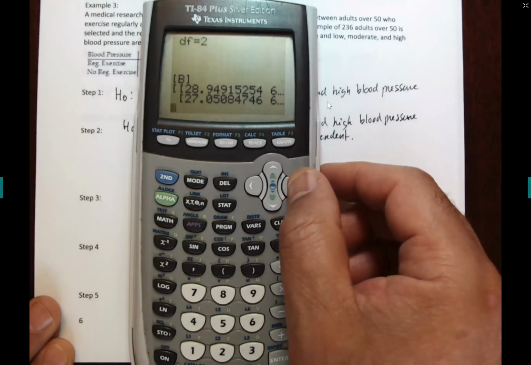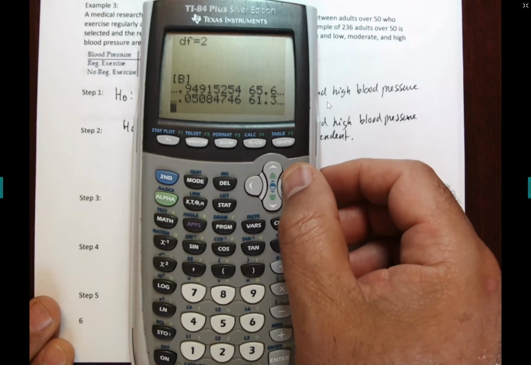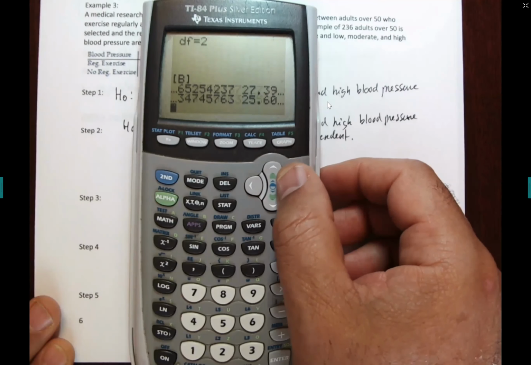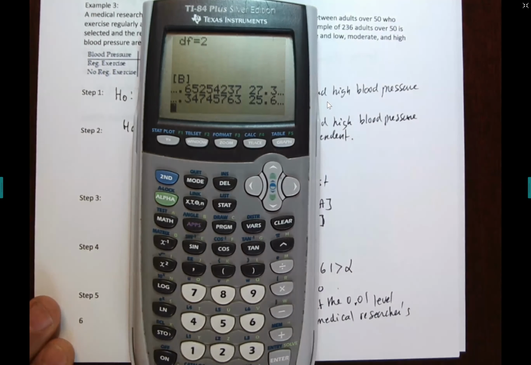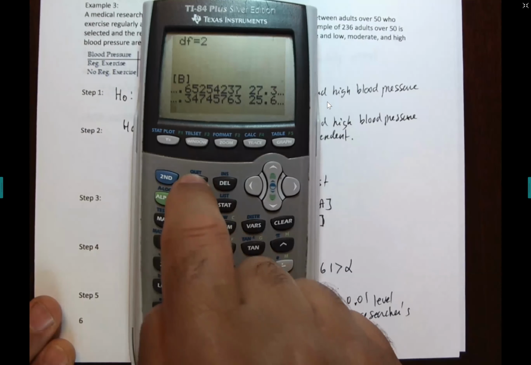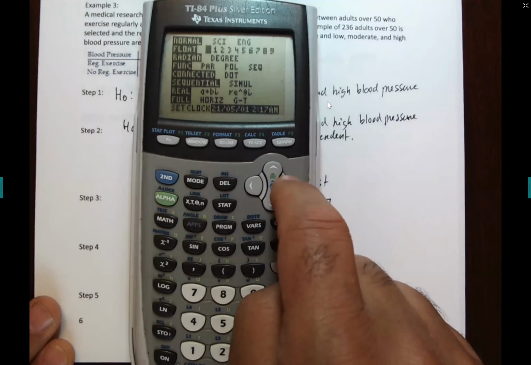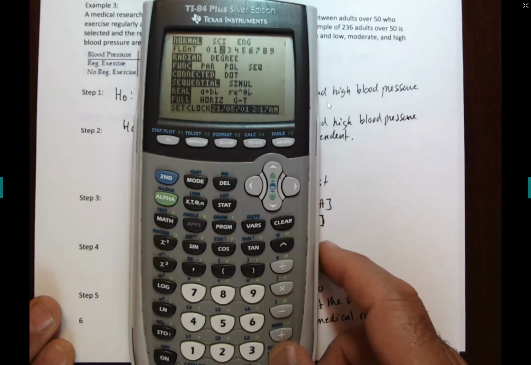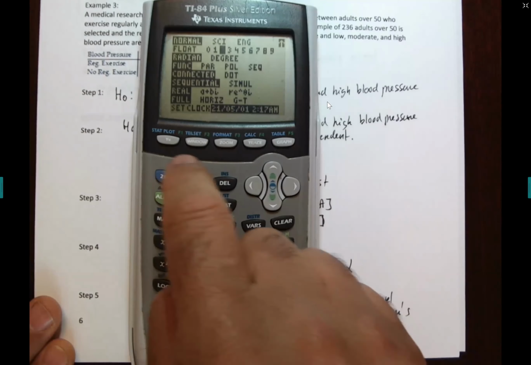See, scroll to the right, you see 28.9, 65.6, and there is one more, 27.3. And if you don't want too many decimal places, look what you can do, guys. You can go to mode, float. Let's say you want 2 decimal places only, but change it back to float after I'm done. And look, second and quit.